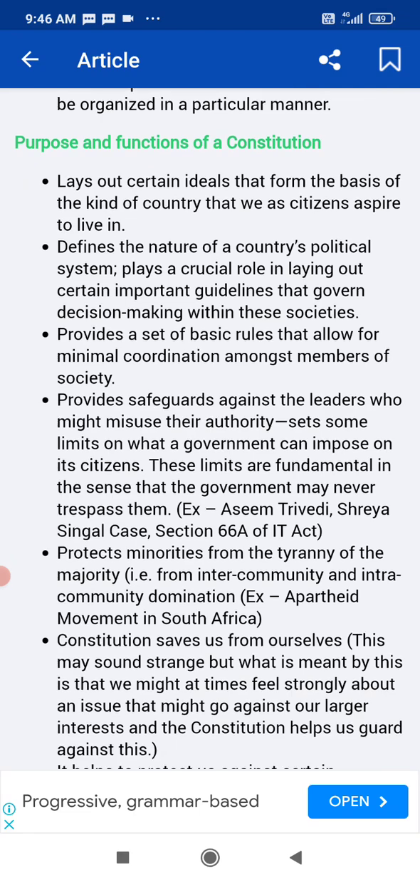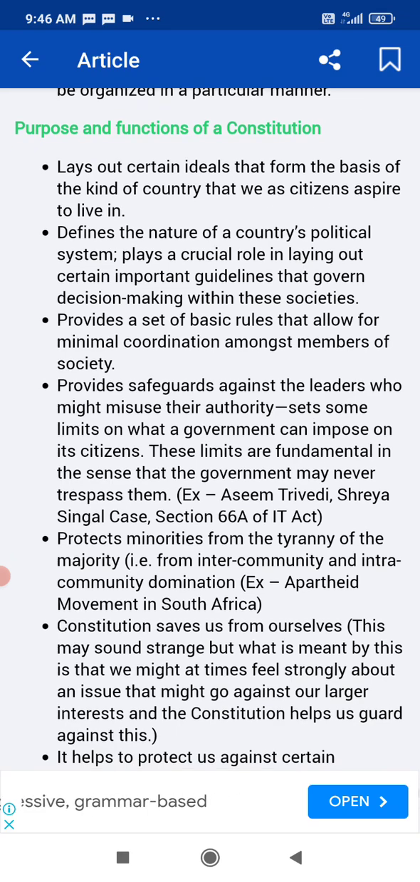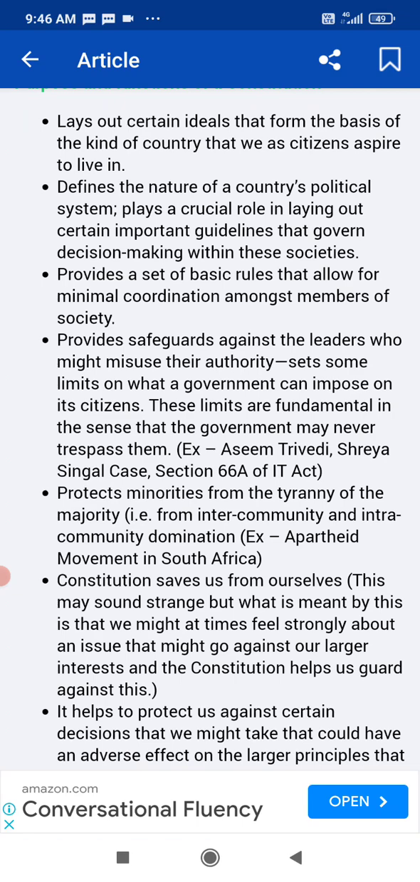Purpose and function of a constitution. A constitution lays down certain ideals that form the basis of the kind of country that we as citizens aspire to live in. The constitution defines the nature of a country's political system and plays a crucial role in laying out certain important guidelines that govern decision making within these societies.